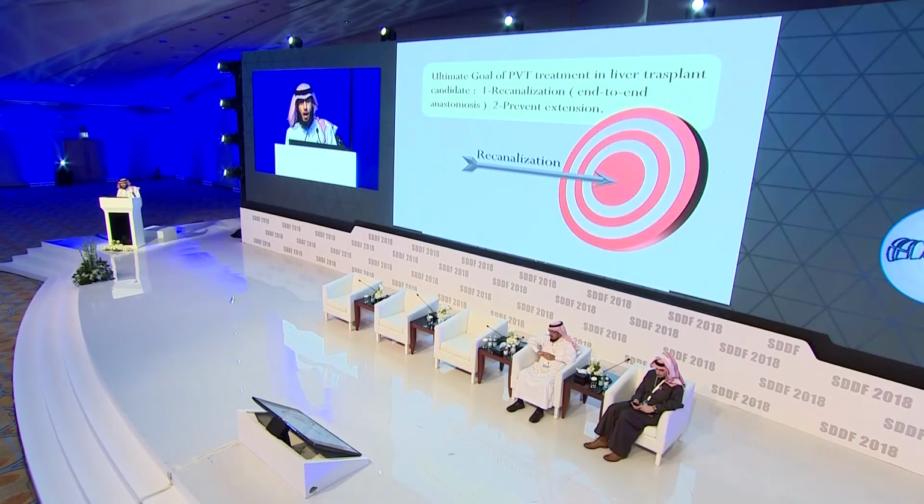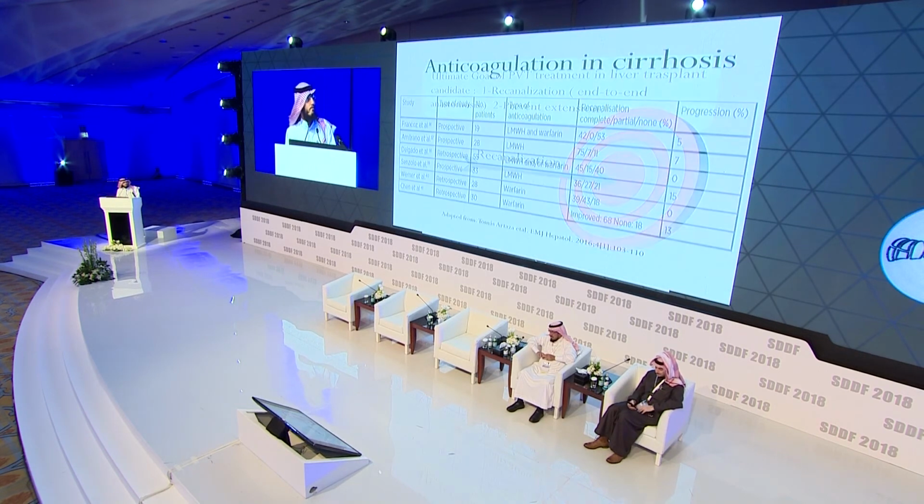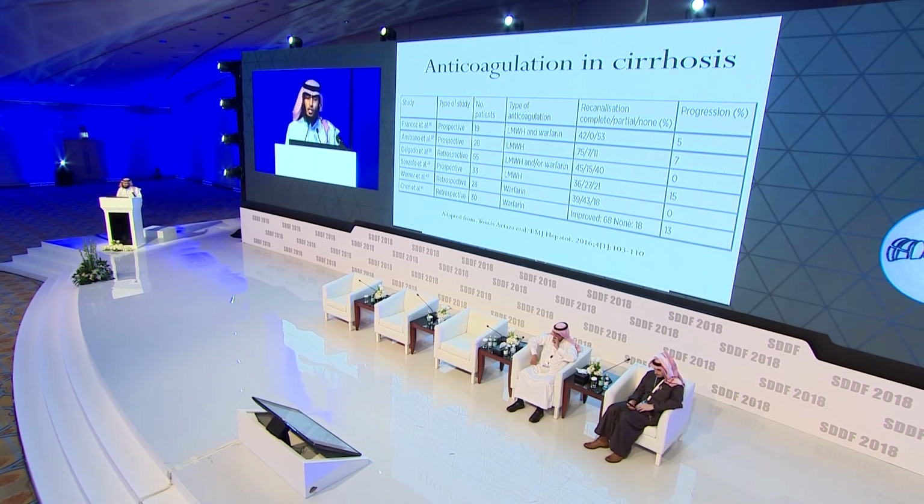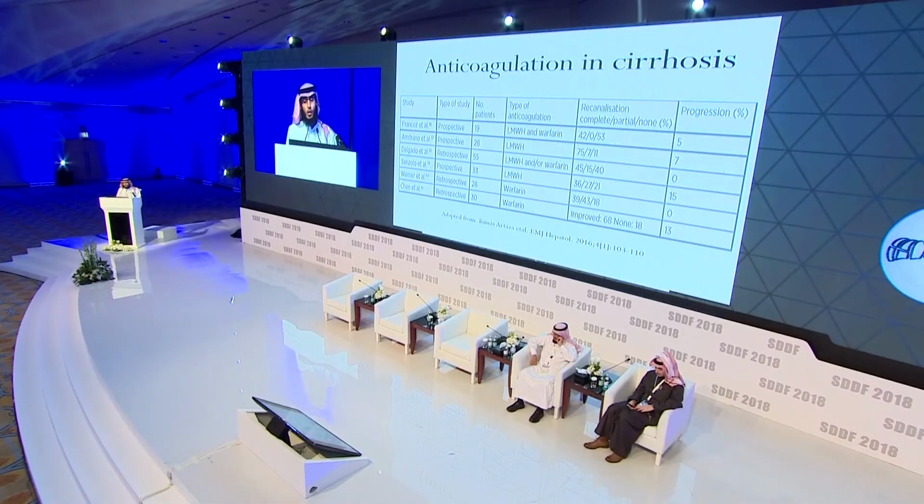Knowing this, what is our aim in a patient who is a candidate for liver transplantation? Our aim is to have recanalization of the portal vein to allow conventional end-to-end anastomosis before liver transplantation. And if this aim cannot be achieved, our next aim is to prevent extension of thrombus into the superior mesenteric vein. The first strategy to have recanalization or to prevent thrombus extension is by anticoagulation.